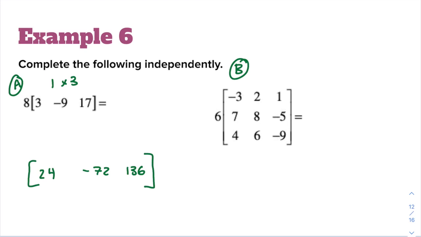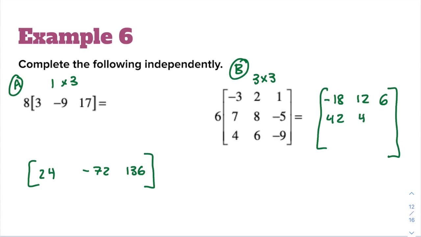And then on example B, I had a 3 by 3 matrix, so my product matrix is going to be 3 by 3, and I get it by multiplying every element by 6, so -18, 12, 6, 42, 48, and -30, 24, 36, and -54. So check your 9 elements in that matrix, and then hopefully you feel confident about scalar multiplication.